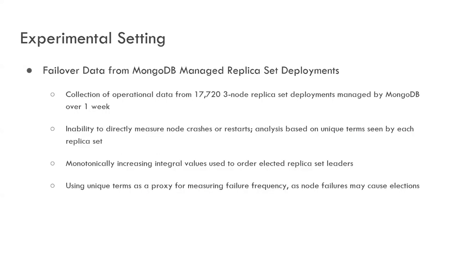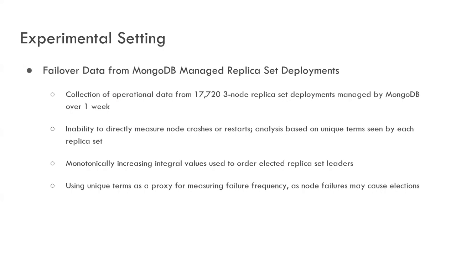Now, for the failover data from MongoDB managed replica set deployments experiment. To further quantify the frequency of replica set failures in the real world, operational data from 17,720 3-node replica set deployments managed by MongoDB over the course of 1 week was collected. The number of node crashes or restarts couldn't be directly measured with the data collected, but the analysis focused on the number of unique terms seen by each replica set during the time period.